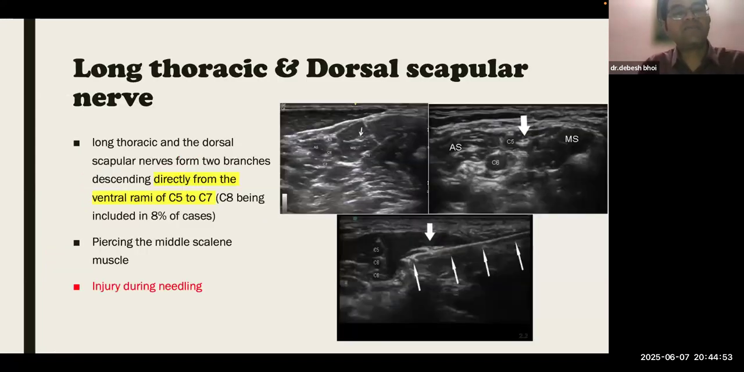Another important point is that identifying these two nerves is important whenever you are doing any needling in this head and neck area. You must identify the long thoracic and dorsal scapular nerves, which lie in the component of the middle scalene muscle, the more lateral middle scalene muscle. These nerves are within the bulk of the muscle itself. So you can identify the long thoracic and dorsal scapular nerves, so that you avoid any inadvertent injury to the nerve when you're putting a needle in or piercing in this case.